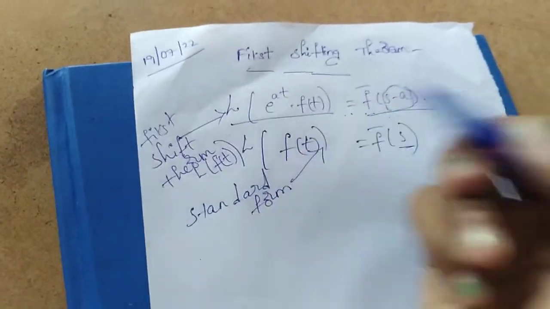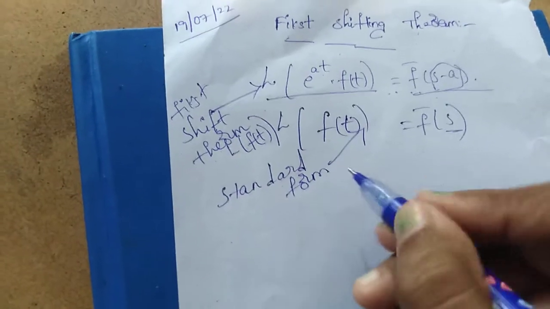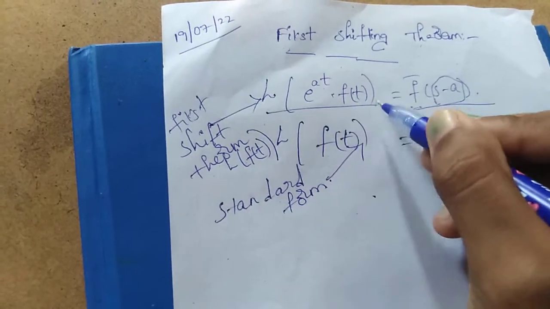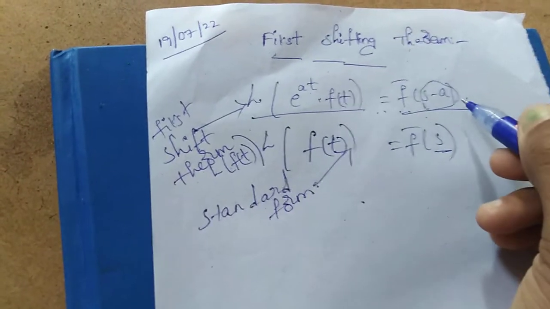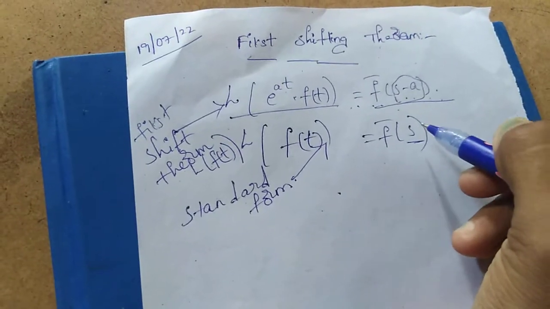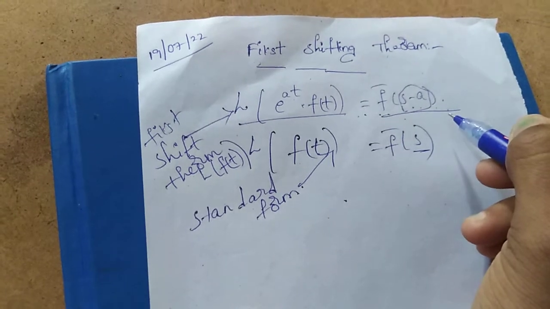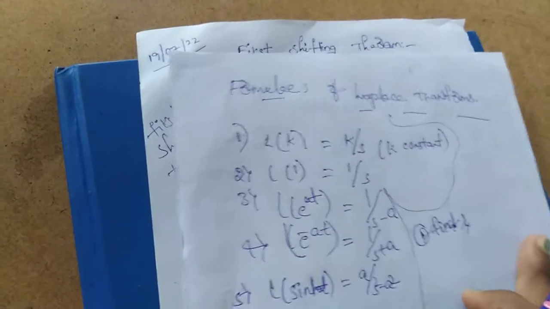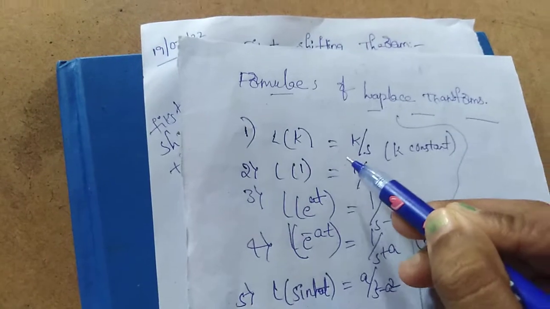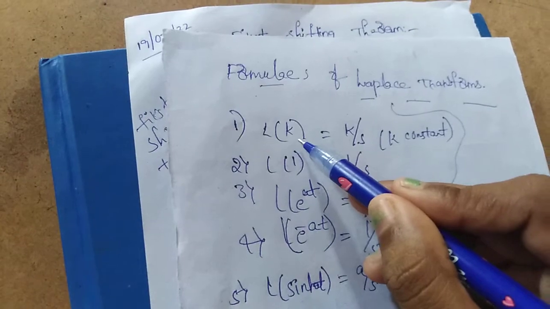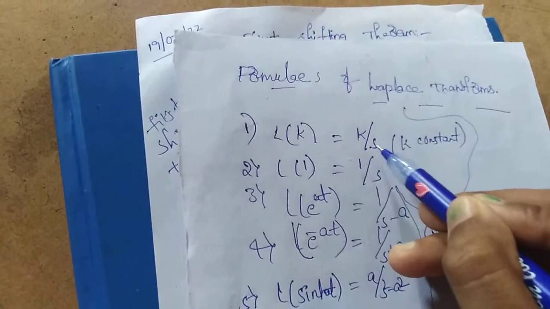We have the standard formulas, and after the first shifting theorem the formulas will change. In the place of s we write s minus a. So now let us see the difference between the formulas before the shifting theorem and after it. Before the first shifting theorem, we can write the formulas as L of k equals k by s.